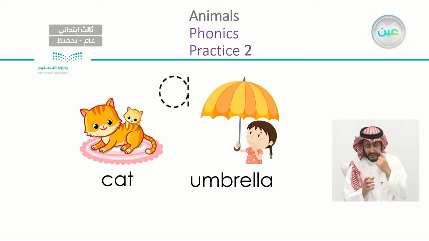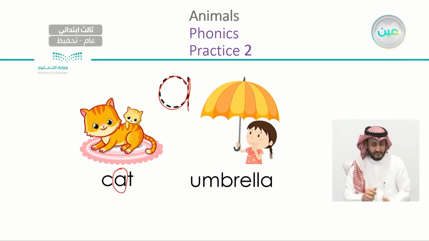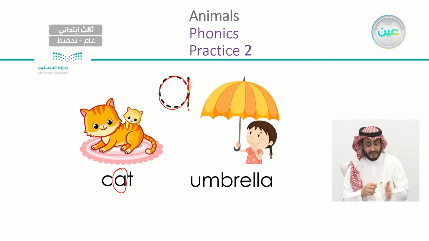Here we have, what letter do we see? A. Excellent. Here we have cat. Circle the letter A. Here we have umbrella. Excellent. Now what do you notice?